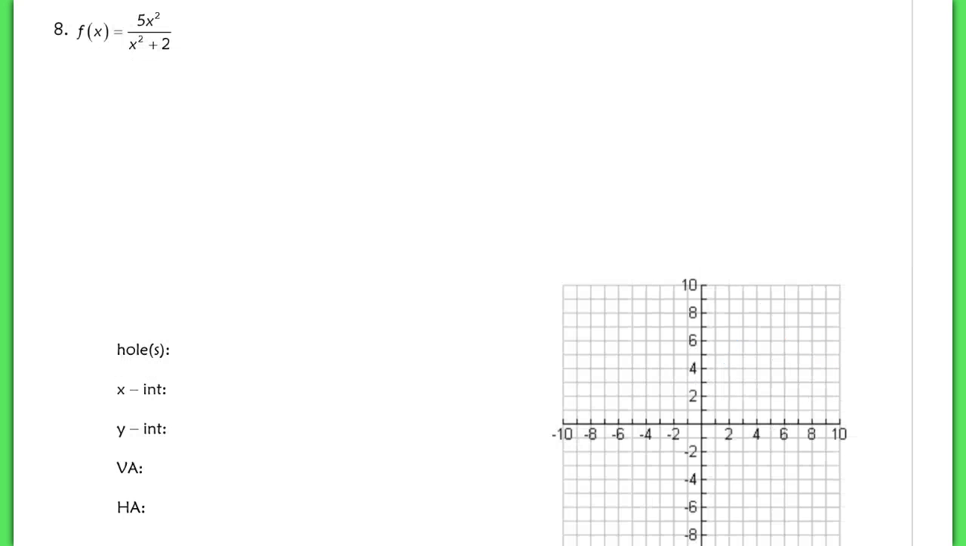Alright, we're to the last problem in the lesson. So here in number 8, if you want to try this one on your own, you're more than welcome to. I still will work through this though because I think it's a bit tricky, so go ahead and try it and check with the key to see if you got it right.